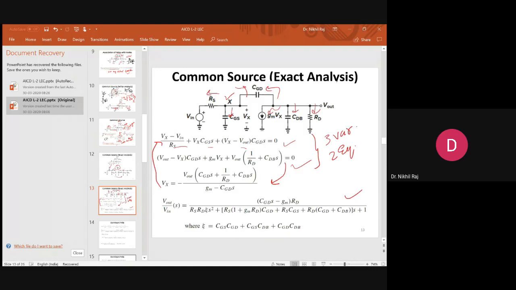So we got the transfer function, Vout by Vin, and in the earlier slide the transfer function was somewhat different. So what is happening? The new thing here is that one capacitor introduces one zero in the numerator part. So let's analyze.